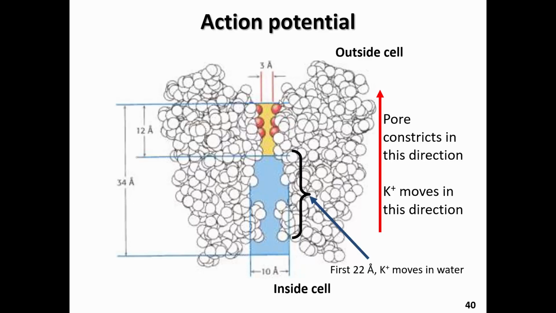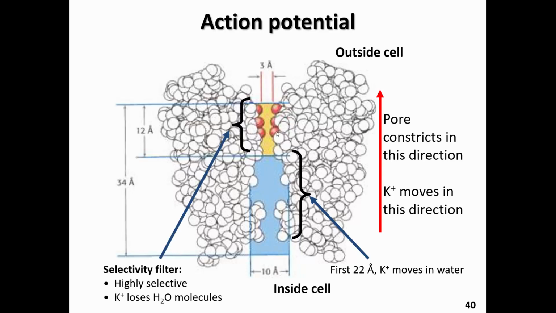And there are 2 major parts to the pore. The first major part is the first 22 angstrom component, which has a 10 angstrom diameter, where the potassium ion essentially moves in water, and that's illustrated here by the blue. The remaining portion of this very constricted region is called the selectivity filter. And this is what gives the potassium channel its very unique selectivity in terms of allowing potassium and only potassium through the channel.